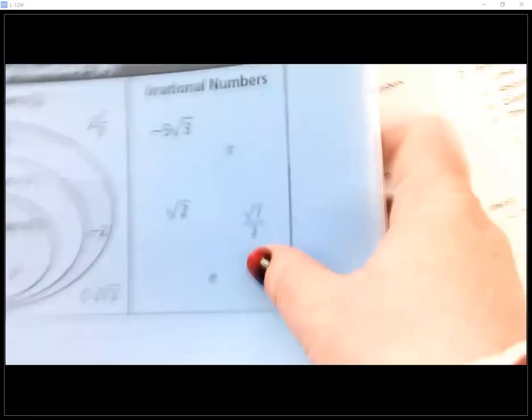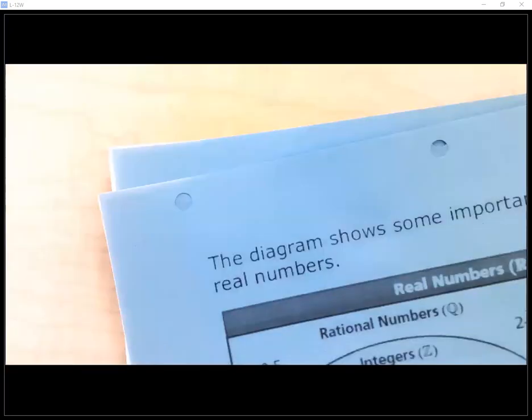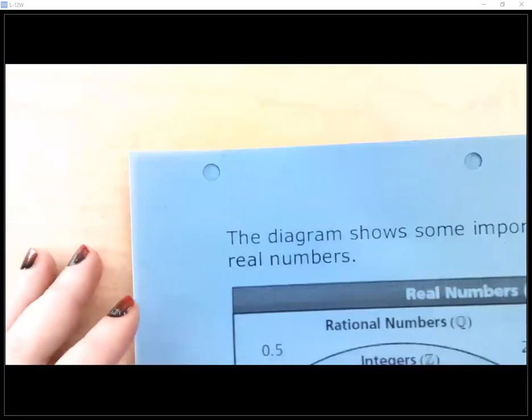So let's take a look at the sheet that I just gave you. We've got this beautiful colored paper. It's such a nice color, like a blue purple or something.